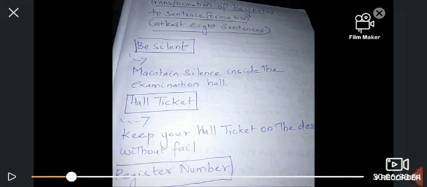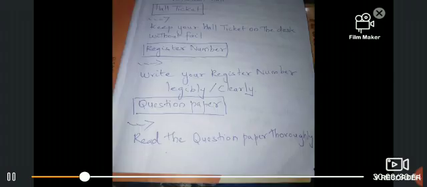Of course, we know very well. Next important one is hall ticket. Keep your hall ticket on the desk without fail. Okay, then register number. How will you transform that to an imperative sentence? Write your register number clearly. In case you can use legibly, even you can write clearly, both you can write there.